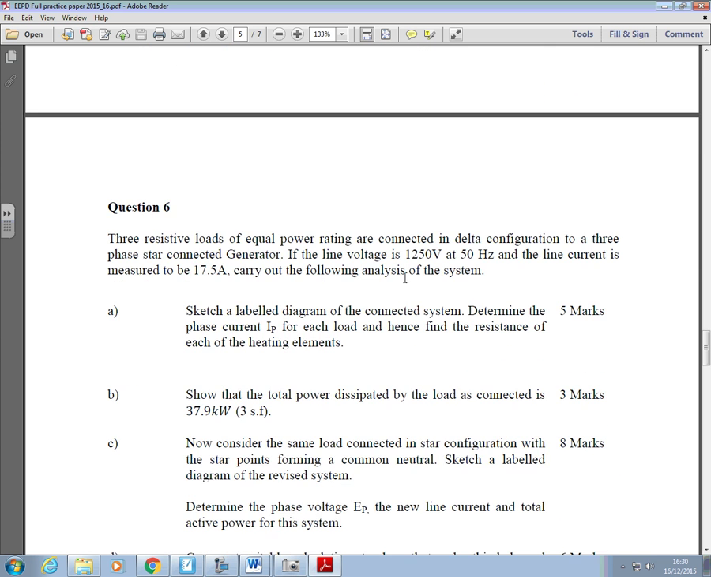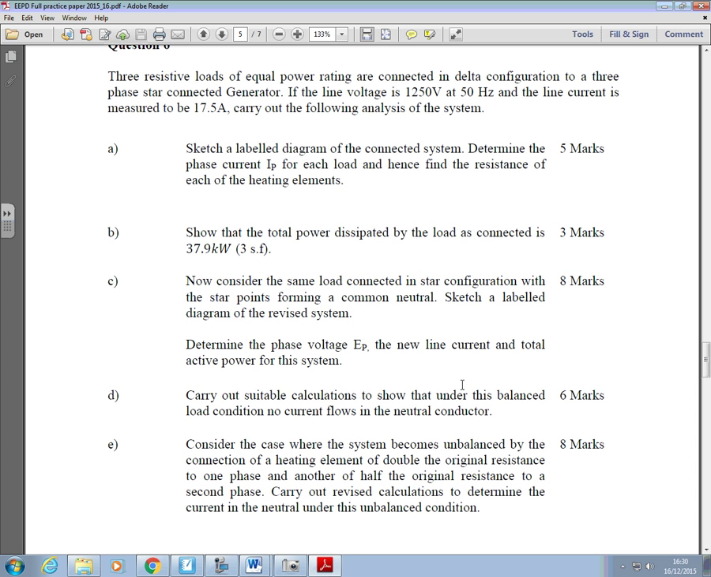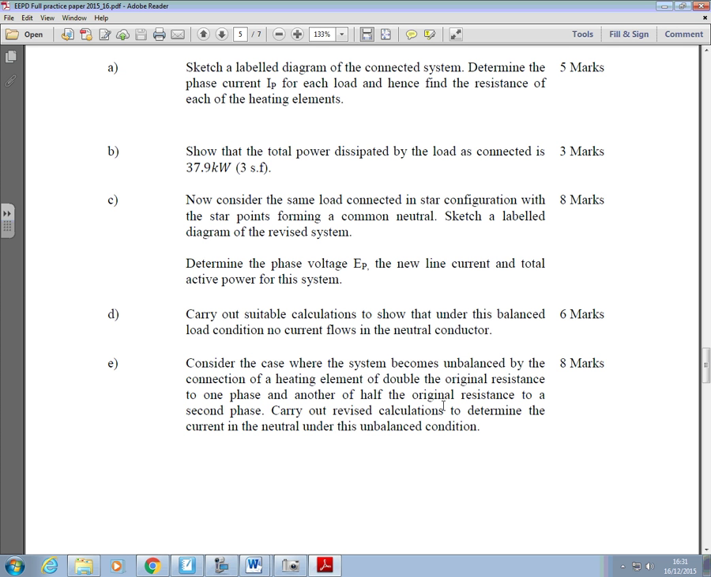The second option, question 6, in this practice paper is on 3-phase systems. You've got resistive loads of equal power rating connected in delta. There are some calculations to do on a delta, and then part C says to now consider the same load connected in star. Towards the end, calculate a new line current and show that no current flows in the neutral. There may be other questions where I say what happens when you change one of the loads so it becomes unbalanced, or show what happens when one line is disconnected, either in the star system or the delta system. We've gone through faulted systems, so there are other options there.